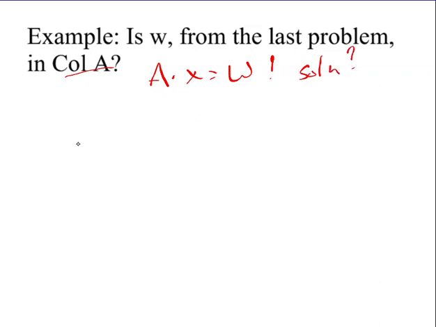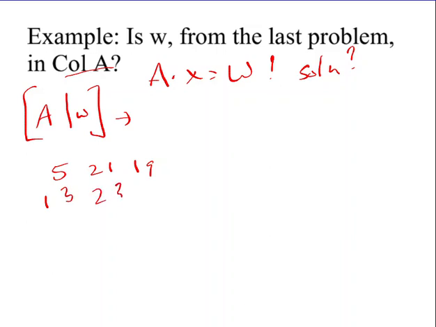Does it have a solution? The way we do that is we take our matrix A, augment it with W, and see what happens. When I augment with W, our A matrix is 5, 21, 19, 13, 23, 2, 8, 14, and 1. Now I'm going to augment that with my W vector: 5, -3, and 2.